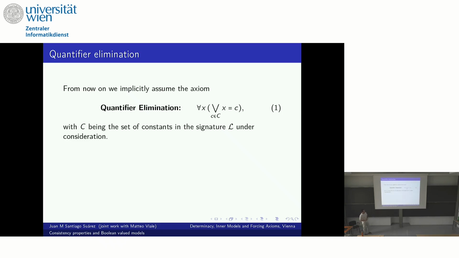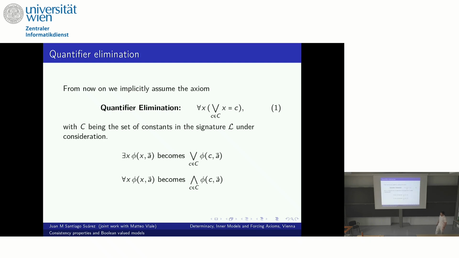Now, why is this convenient? Because now we can eliminate the existential quantifier as a disjunction over the set of constants. And we can also eliminate the universal quantifier as a conjunction. Okay? This is not extremely important, but it's very convenient for the proofs. So let's assume, I will try to recall it when I use it, but it will be more or less implicit in everything we do.